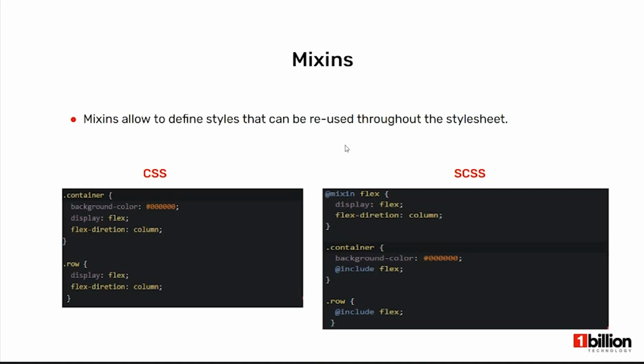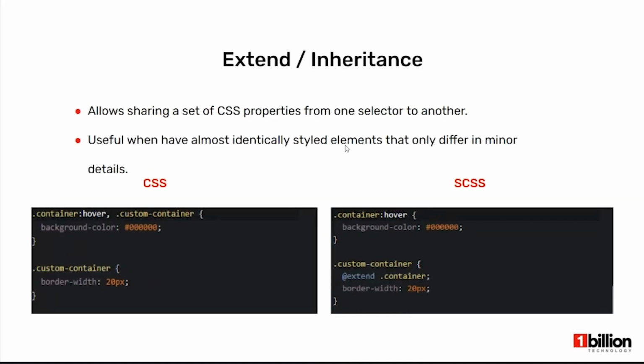Let's move on to inheritance. When designing a web page, there are often cases where one class should have all the styles of another class and its own specific styles. And we can use the @extend rule in SASS to achieve this behavior. It allows us to share a set of CSS properties from one selector to another. So in this example, we need to define container and customer container classes.